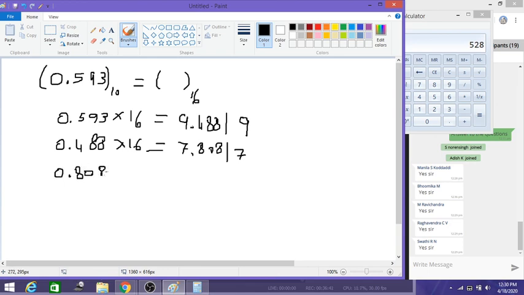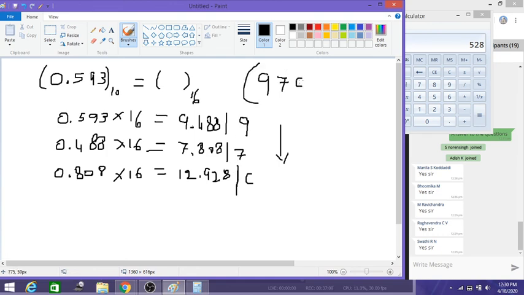Again 0.808 into 16, which is equal to 12.928. See, this is very important to note here. When we get 12, we should not write it as 12, we should write its equivalent, that is C. So finally when I write down, we have to read from the top here. So this number is 97C. Sorry, it is 0.97C, my mistake. It's 0.97C to the base 16.